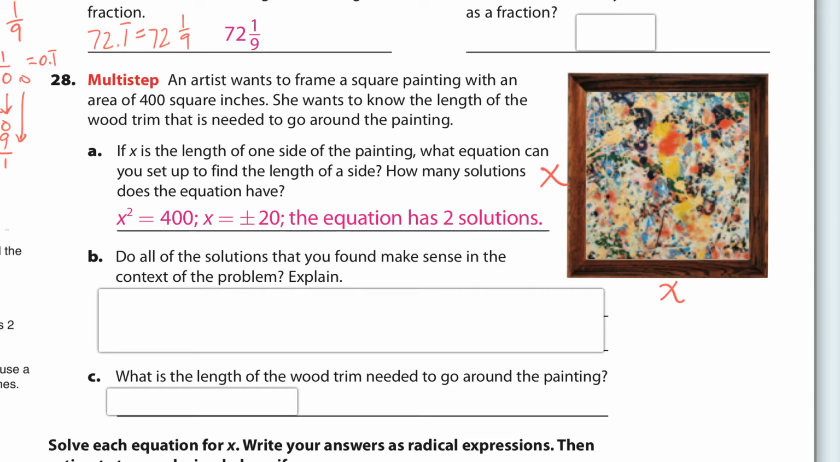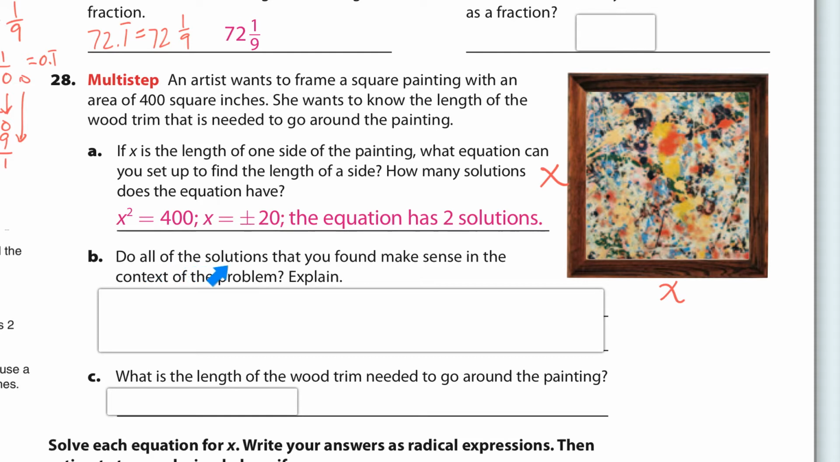They say that the equation has two solutions, and that could be true because 20 times 20 is 400, and negative 20 times negative 20 is 400. So I guess it does have two solutions, positive and negative. They call this plus or minus 20. Plus 20 is one solution, negative 20 is the other solution. But it doesn't make sense.